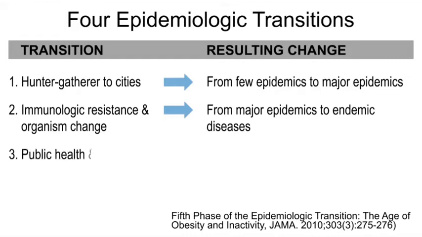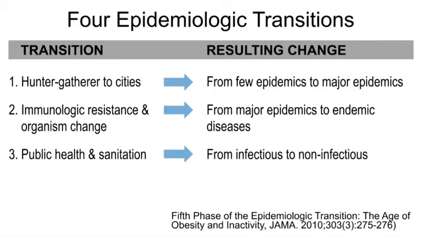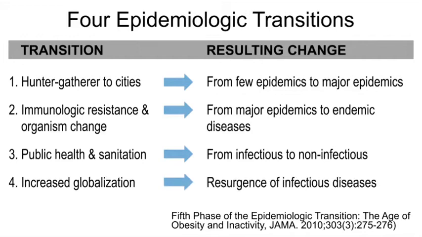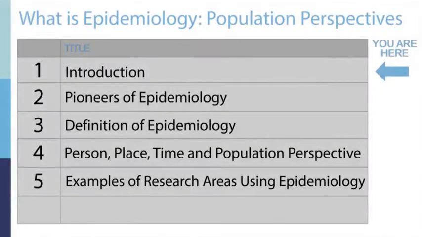The third transition came from improved public health and sanitation. There was a transition from infectious diseases to non-infectious chronic and degenerative diseases. The fourth transition was due to increased globalization. There was a resurgence and rapid spread of infectious diseases. This concludes the first part of this lecture on the history of epidemiology. Please continue on to the next part, where I will discuss some pioneers in the field of epidemiology.